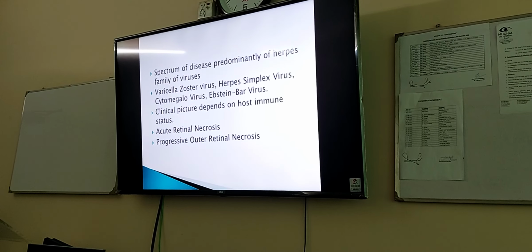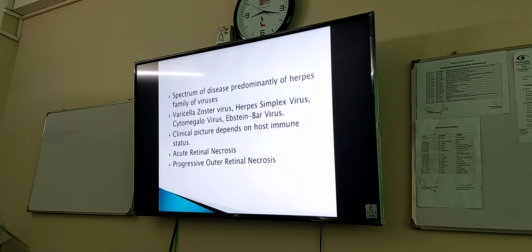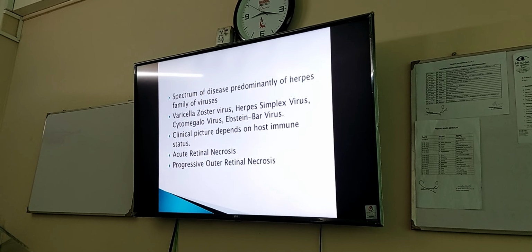the host immune status, and it includes acute retinal necrosis, which we find in immunocompetent individuals, progressive outer retinal necrosis, and CMV retinitis, which we find in the immunosuppressed individuals. First, we are going to encompass the anterior uveitis we see in the herpes simplex and herpes zoster.